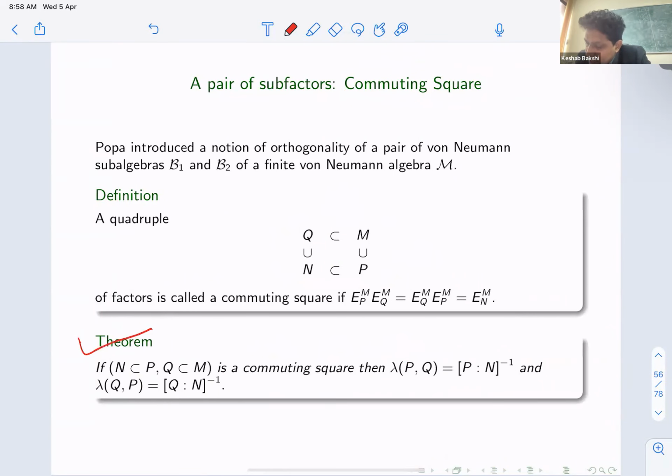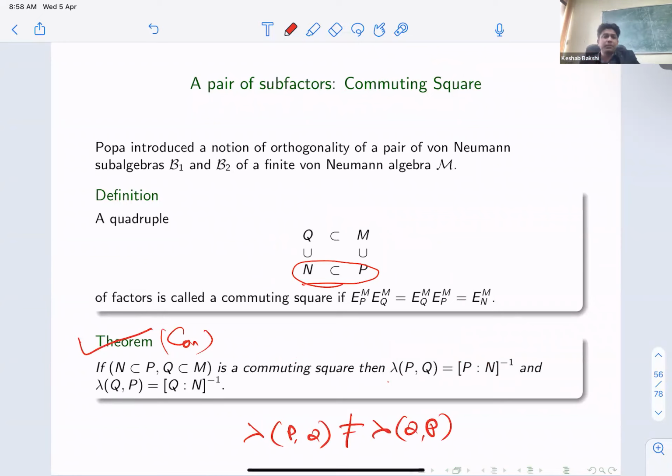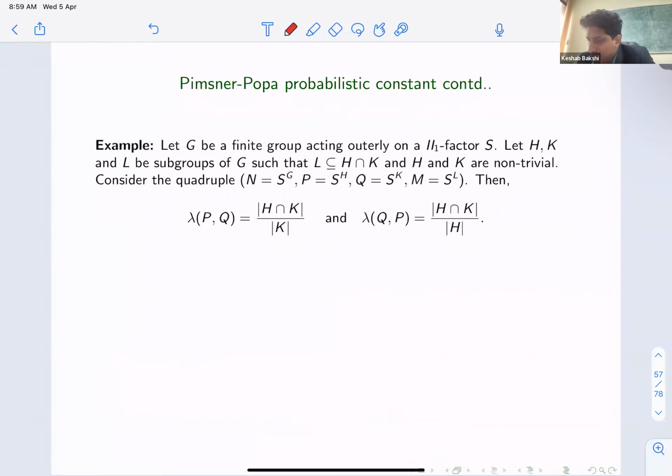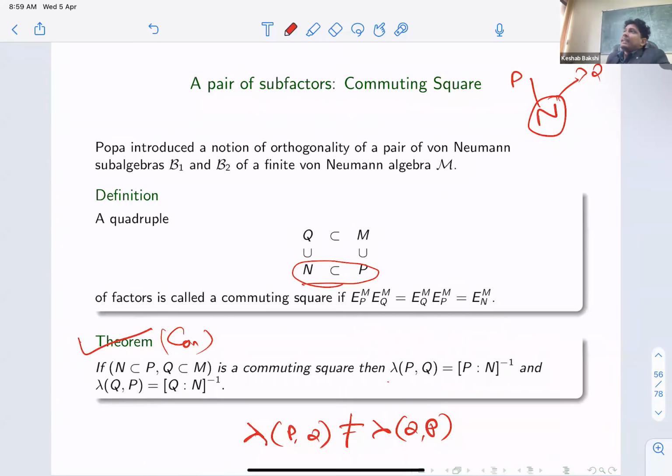In the commuting square case, as a corollary of my result, one can prove that lambda PQ will be the inverse of the Jones index. Similarly for lambda QP. By the way, lambda PQ is in general not equal to lambda QP, although the angle between P and Q and the angle between Q and P are the same. Lambda is more general than the angle, because for the angle we need the common middle subfactor N. We have P and Q and this common N, but to define lambda we don't need that N. So in that sense it is more difficult to obtain the possible values of lambda. Of course the angle is also very difficult to know, but you can think of the angle as relatively more calculable than lambda.